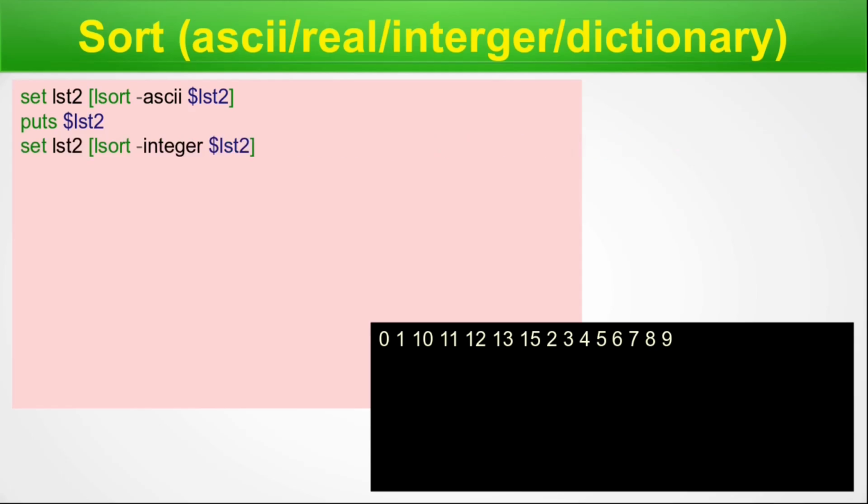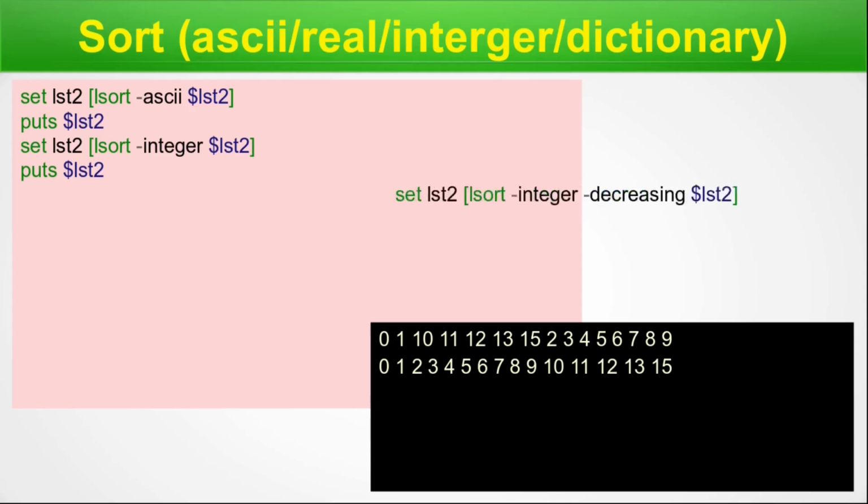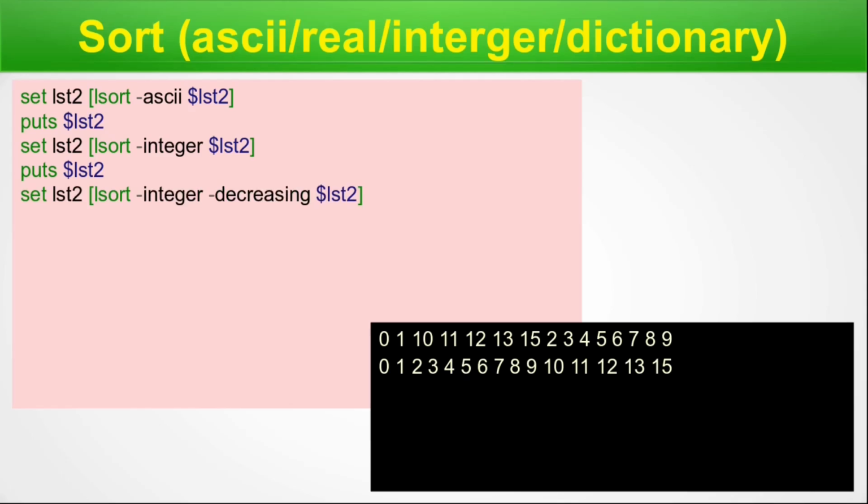We are again using lsort, and this time we are using the integer method for sorting. If we echo it, it will sort the list as per the integer, and we can see it is sorting in an incremental way. It starts from 0 and stops at 15. In case we want to sort in a decreasing way, we have to add the dash decreasing switch to the lsort procedure, and that will do it. If we use the integer and the decreasing together, this is the output that comes. It starts from the higher number and goes to the lower number.